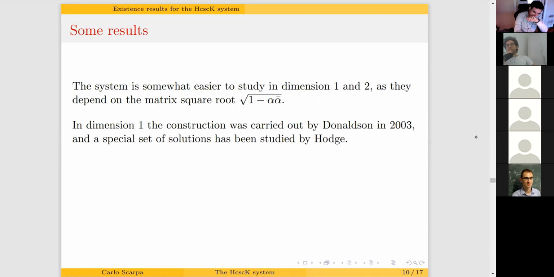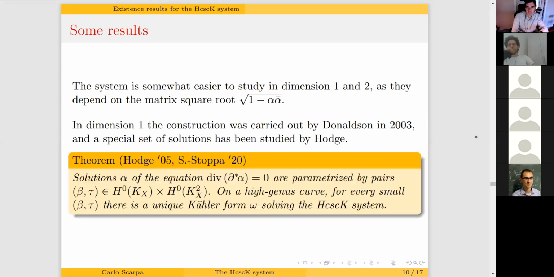A special set of solutions has been studied by Thomas Hodge in his thesis, and we have an existence theorem. So what can we say? In complex dimension 1, the first moment map equation is quite easy to solve, and the solutions are always parameterized by pairs of an abelian differential, this beta, and a quadratic differential tau.